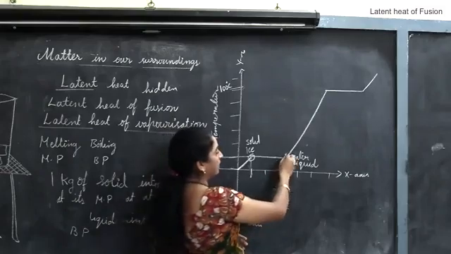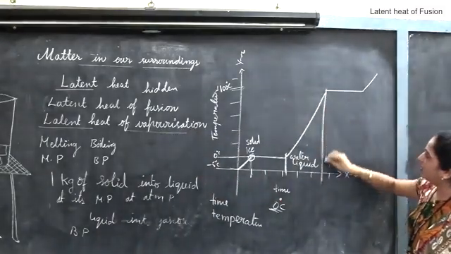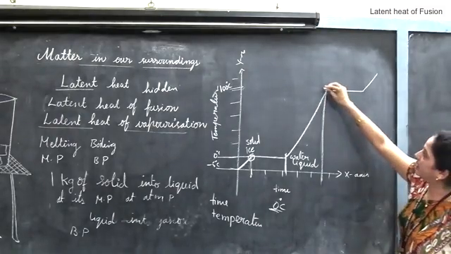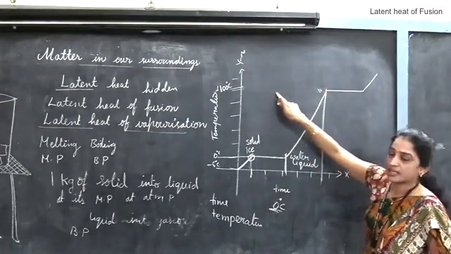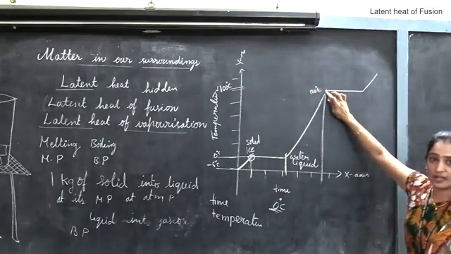So here also, at this point of time, what is the temperature? 100 degrees centigrade. Here the temperature is 100 degrees centigrade. So what is the state of water here? Liquid.